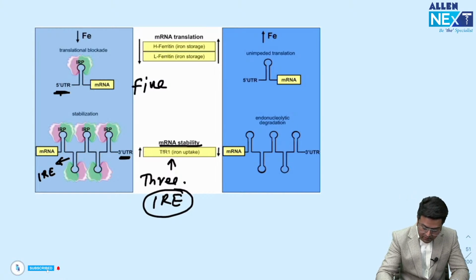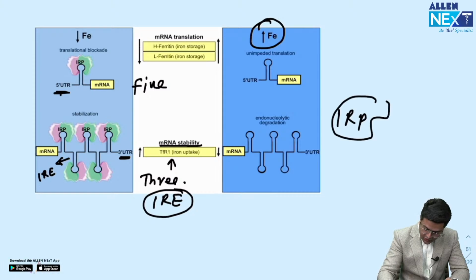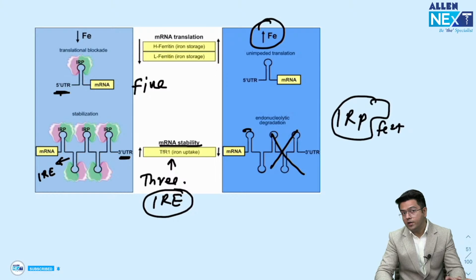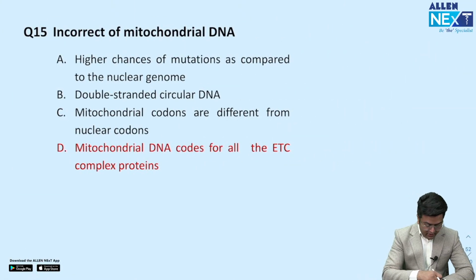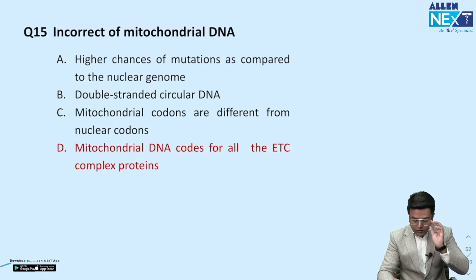And guys, in the presence of iron, the IRP is something which will bind with iron. So it will not bind at the mRNA, and this will lead to degradation of the transferrin mRNA. Clear? Let's move to the next question. Incorrect of mitochondrial DNA.